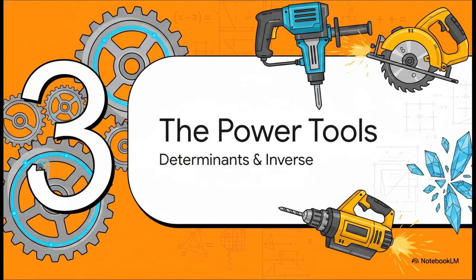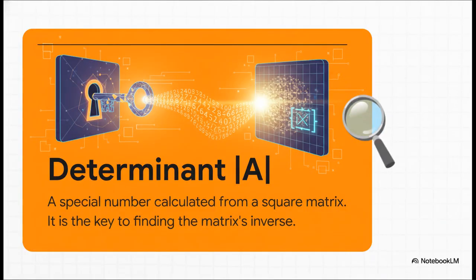Okay, we've mastered the hand tools. Now it's time to break out the heavy machinery, the determinant and the inverse. These are the power tools that let us crack the really tough problems, like solving entire systems of equations all at once. So what is a determinant? Well, it's a single, unique number that you can calculate from any square matrix. But it's not just any old number. Think of it more like a diagnostic key. You turn this key, and the number it spits out, that's the determinant. It tells you something really profound about the matrix, specifically whether or not it even has an inverse.